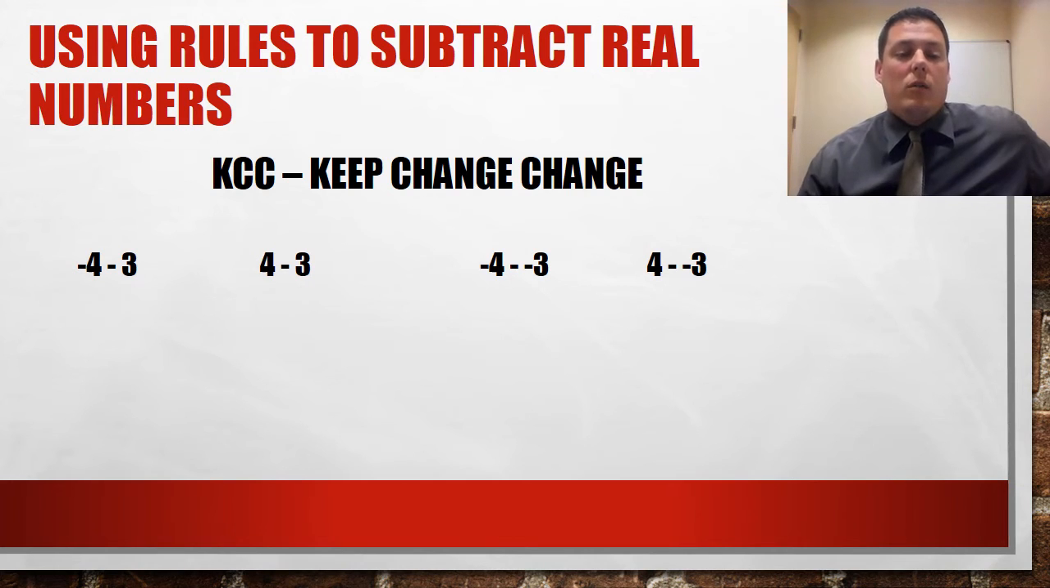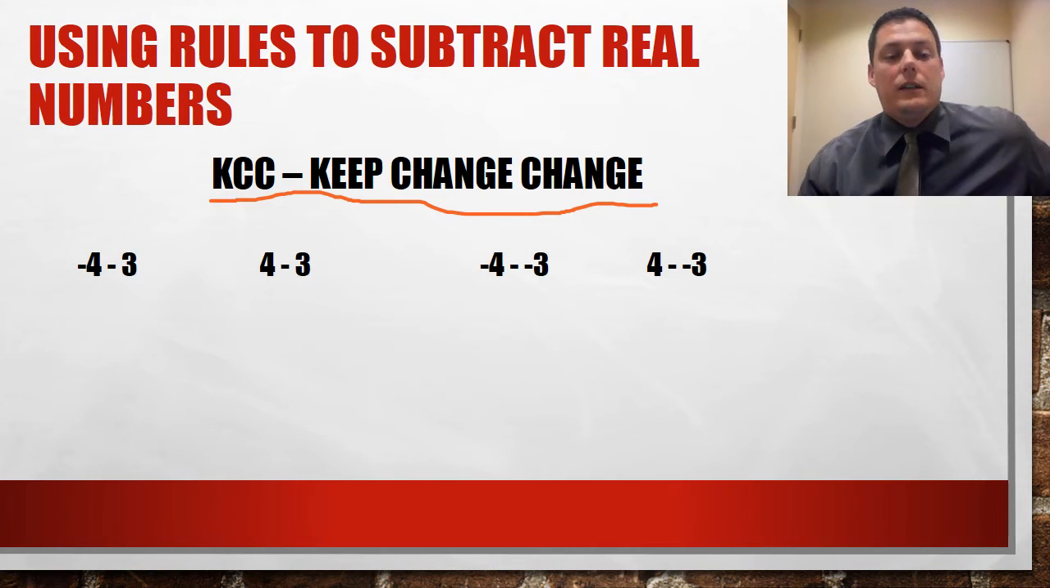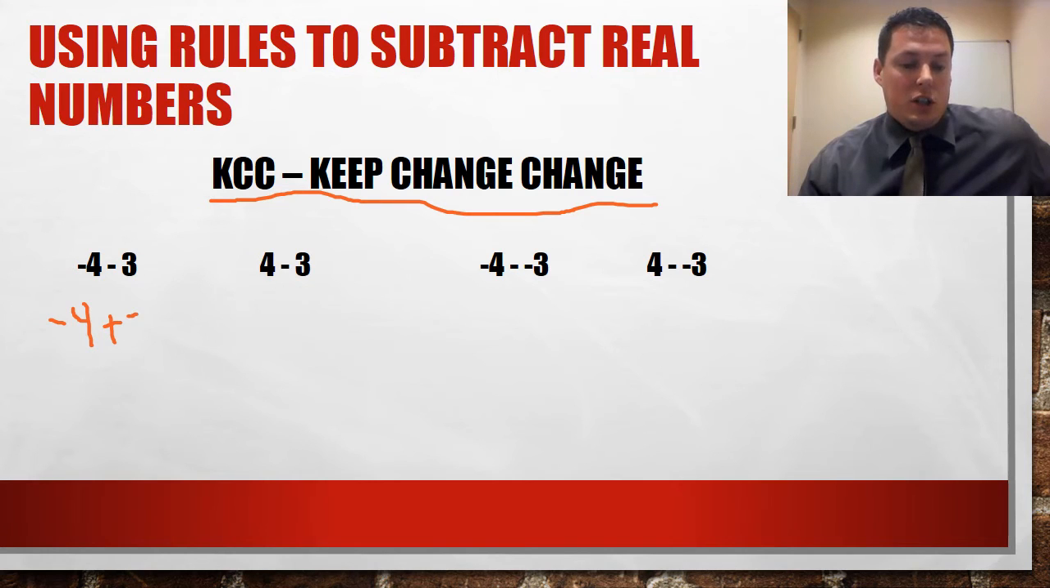All right, now we're going to talk about subtracting. The rules to subtract real numbers, we're going to use this: keep, change, change. KCC. That means we're going to keep the first number, change the operation, and change the sign of the second number. Once we do that, we're going to follow our rules for adding real numbers.